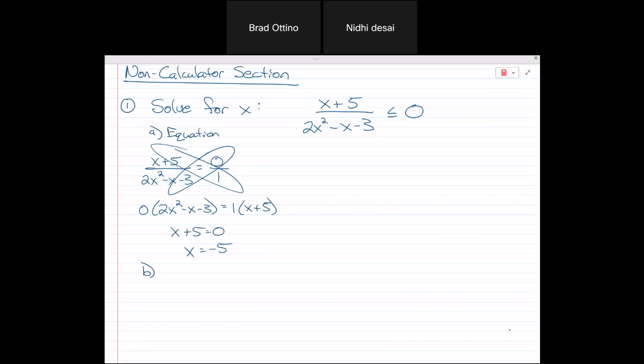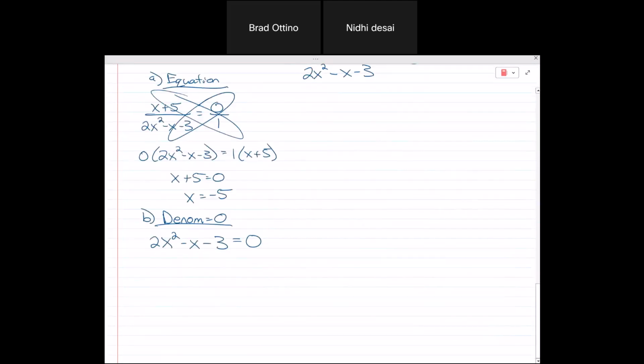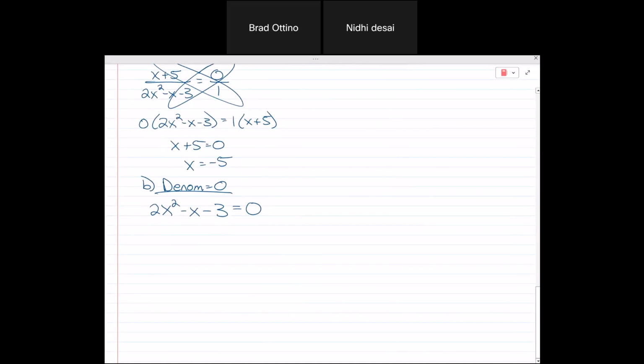The second part is we figure out when the denominator is equal to 0. Well, that means we have to factor. So we're going to take 2x squared minus x minus 3 and factor it to figure out when that's going to equal 0.